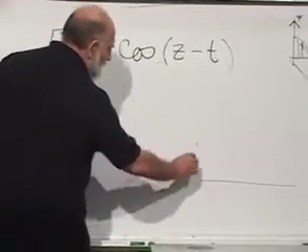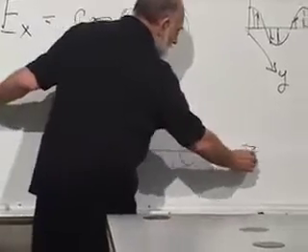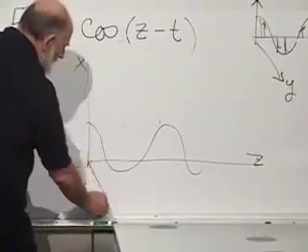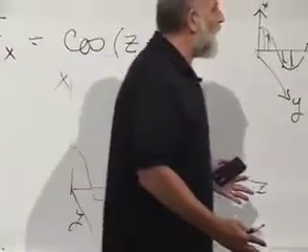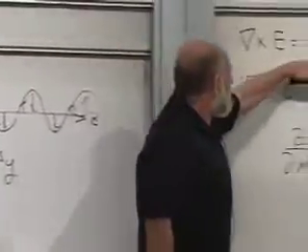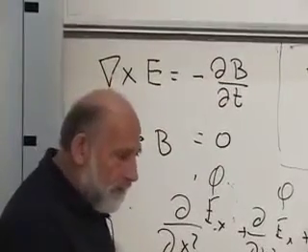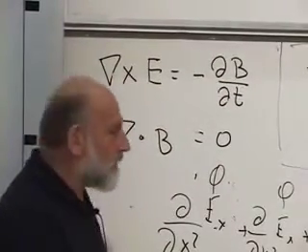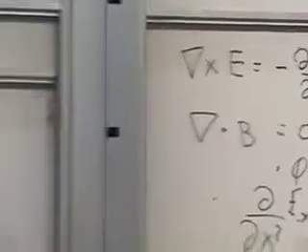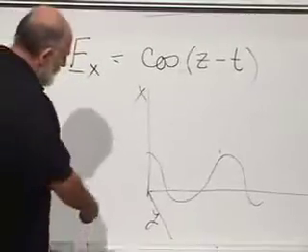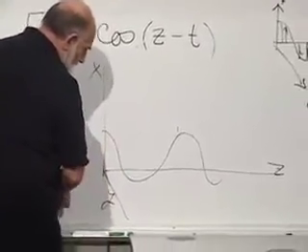The electric field is along the x-axis, the wave travels along the z-axis, and the magnetic field is along the y-axis. Why is the magnetic field along the y-axis? Because its time derivative is along the y-axis. If the time derivative is along the y-axis, the field itself must be along the y-axis.